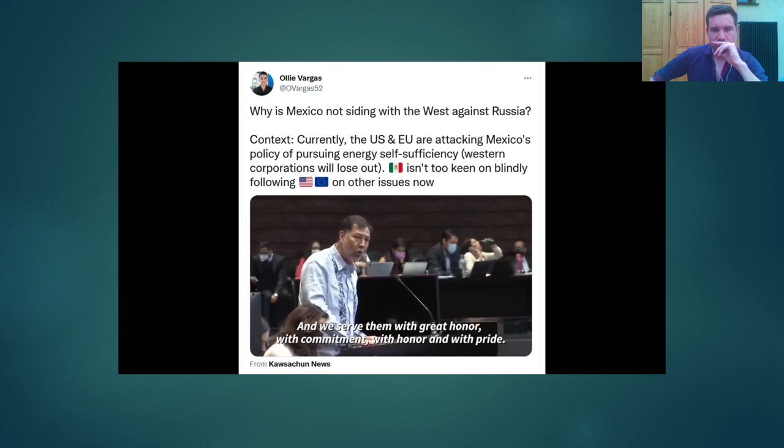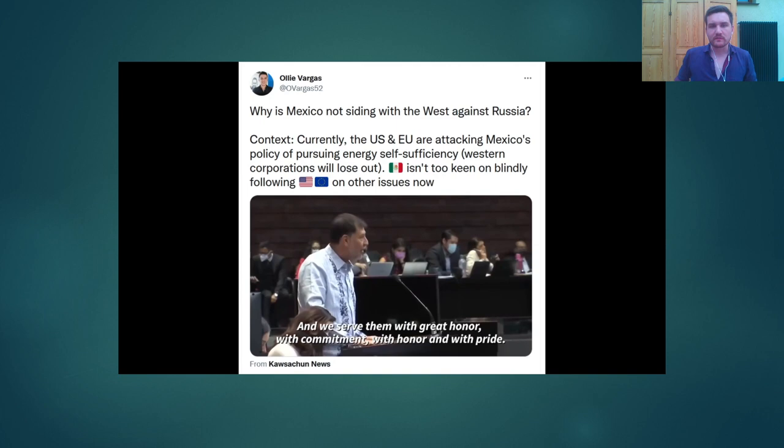So this is what I mean when I say that the third world knows what's going on. The third world knows the double standards of the West, right? And they know that the West uses words like solidarity or human rights or whatever in a very propagandistic way, right? And it's not very honest.